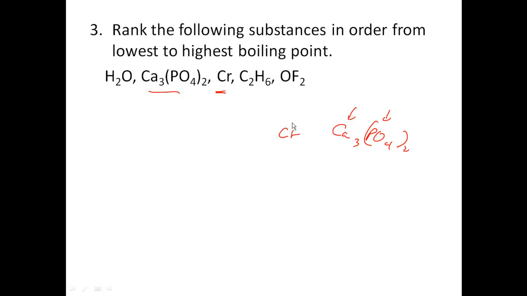We have chromium here, which takes care of that one. We now have water, which has hydrogen bonding in it, which is H2O. And then we're going down to our last two, which are both covalent, which is these two over here. But OF2 is bent, so OF2 is going to be next. And then C2H6 is completely nonpolar, so we're going to have C2H6 being our least one.